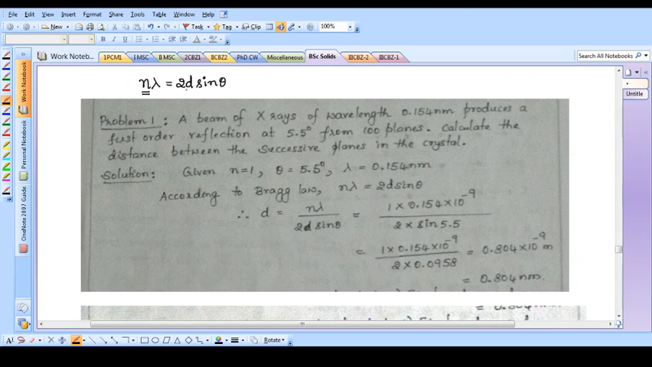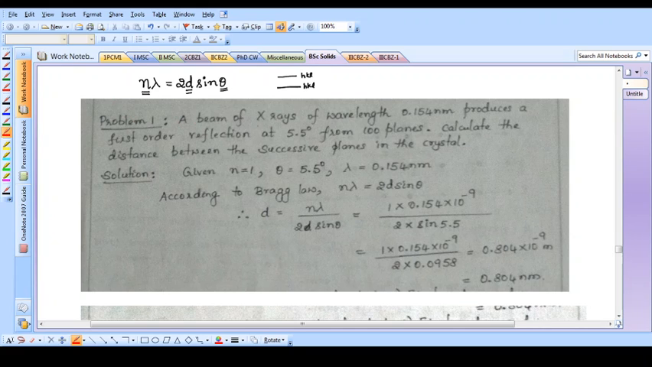d is the interplanar spacing, that is the distance between two planes which are having the same Miller indices hkl. And theta is the Bragg's angle, that is the angle corresponding to maximum reflection. So based on this equation, let us solve one or two problems. I have copied down the problem here, so let me read the problem.